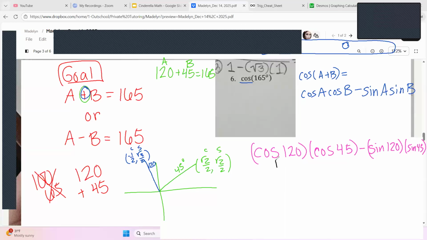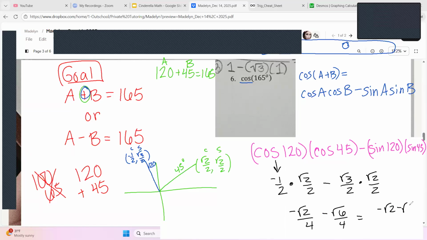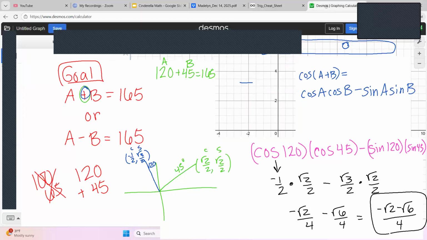Okay, going to the unit circle, cos of 120. That's the blue one, and pick the cos. So that's negative half times cos of 45. That's the green one, so root 2 over 2. Minus sine 120, that's root 3 over 2, times sine 45, that's root 2 over 2. So this would be negative root 2 over 4 minus root 6 over 4. So we have negative root 2 minus root 6 all over 4. Answer. That is cos 165.